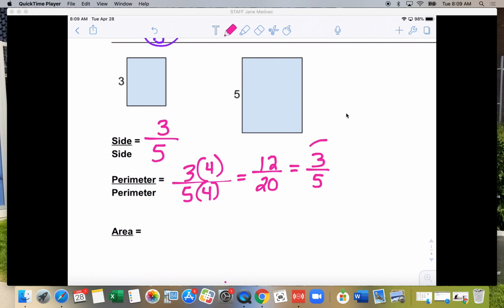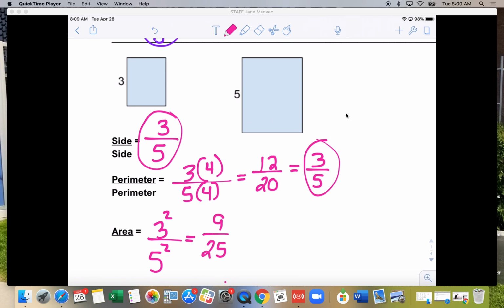Okay. And it just goes to show you that if I find the perimeter and I reduce it, it's the same as the sides. Okay, so that's really what it's showing you. To find the area, what I'm going to do is I'm going to take 3 squared, because again, it's base times height. And I'm going to take 5 squared. And so I end up with 9 over 25. And so you'll notice that the area is a little bit different.